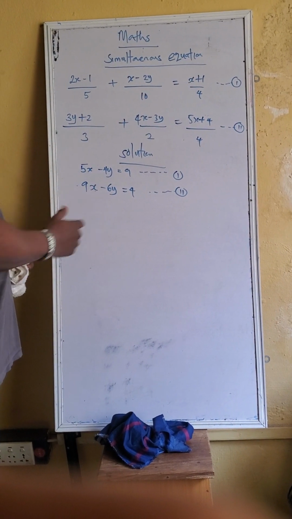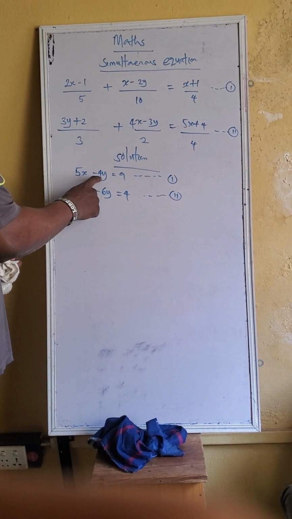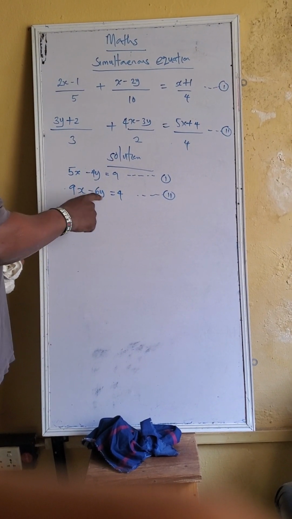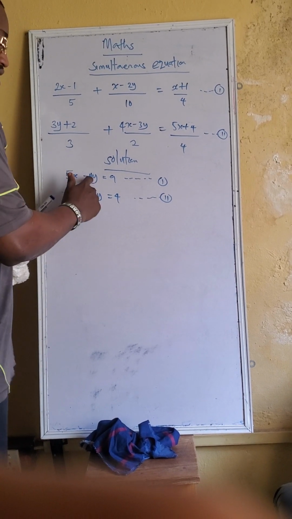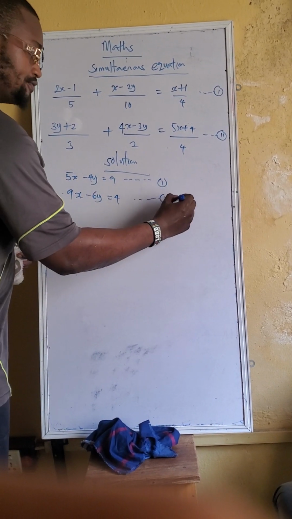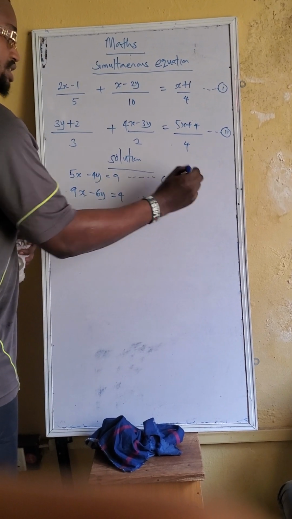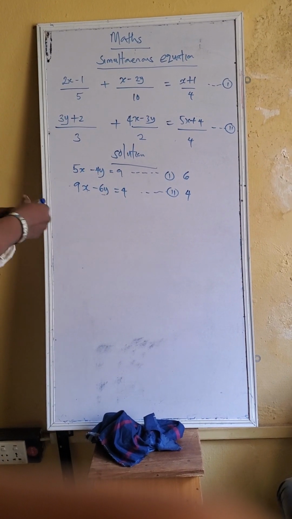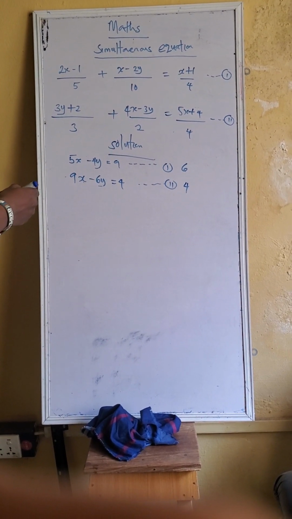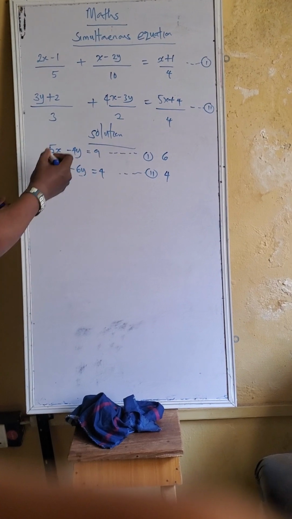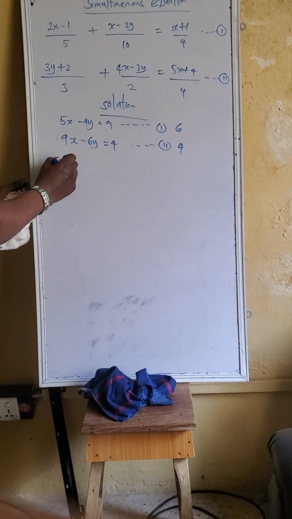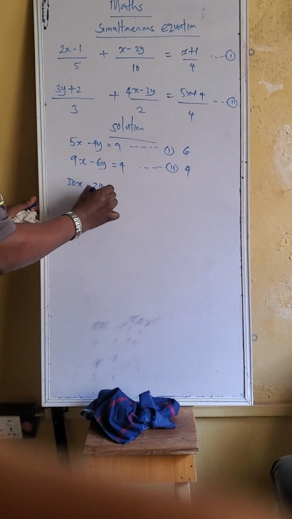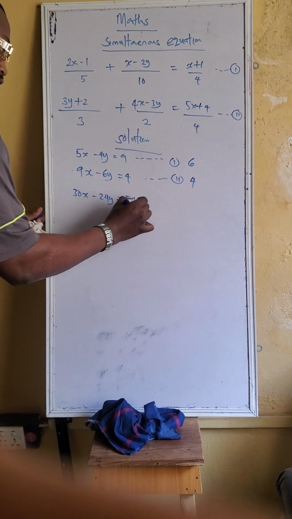Now in eliminating y, this is 4. The coefficient of y is 4. The coefficient of y here is 6. So we bring this coefficient here, becomes 4. We bring this coefficient here, becomes 6. Good. Then we multiply it so that we can get the same value. 30x minus 24y equals 54.